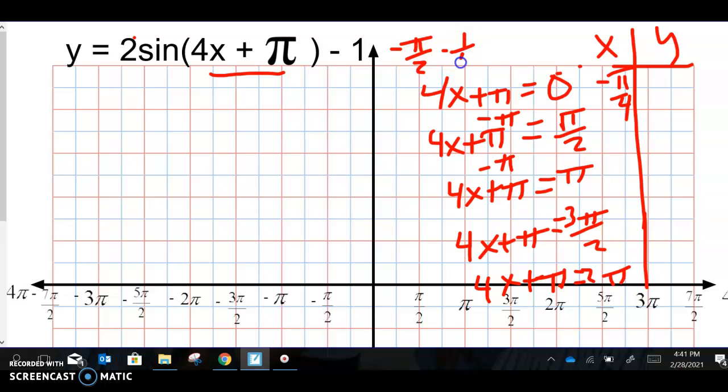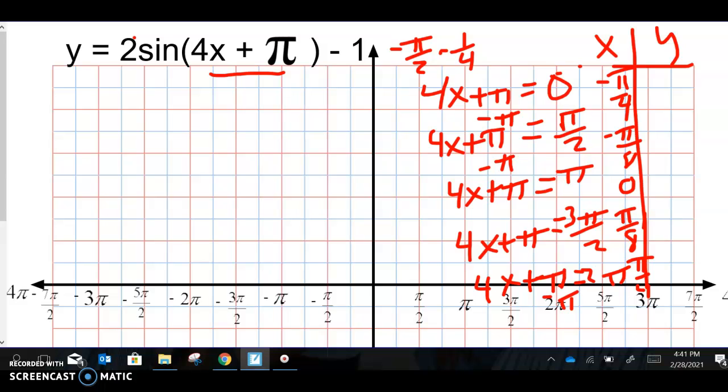And then, again, I can think of it as dividing by 4 or multiplying by a fourth. I get negative pi over 8. Here I'm going to subtract pi. That gives me 0. Subtract pi from 1.5 pi is pi over 2. Divided by 4 is pi over 8. And then here I'm subtracting pi from 2 pi. That's 1 pi. And pi divided by 4 is pi over 4.